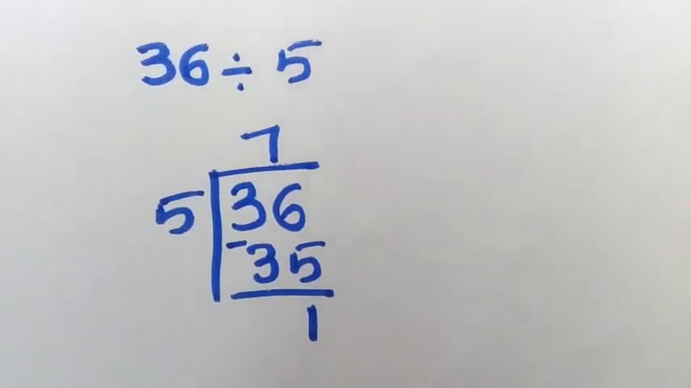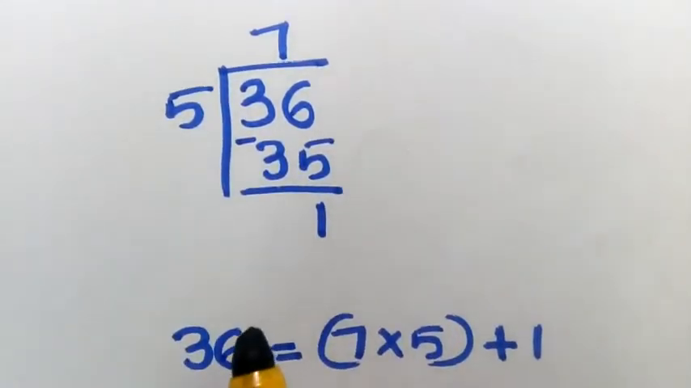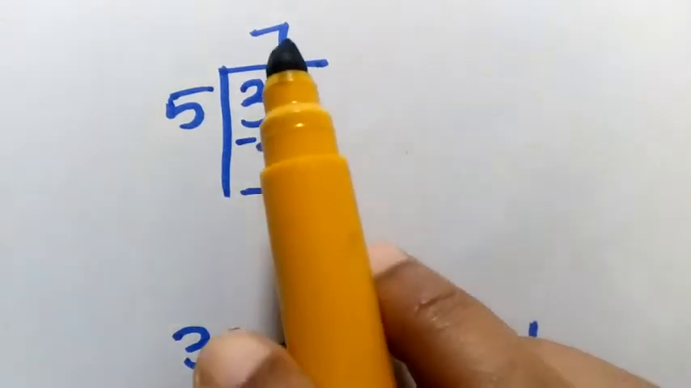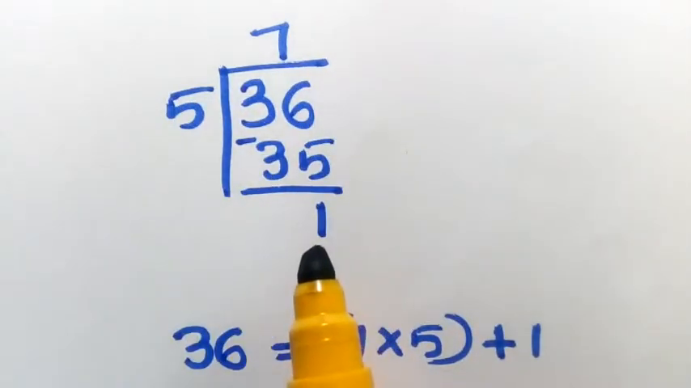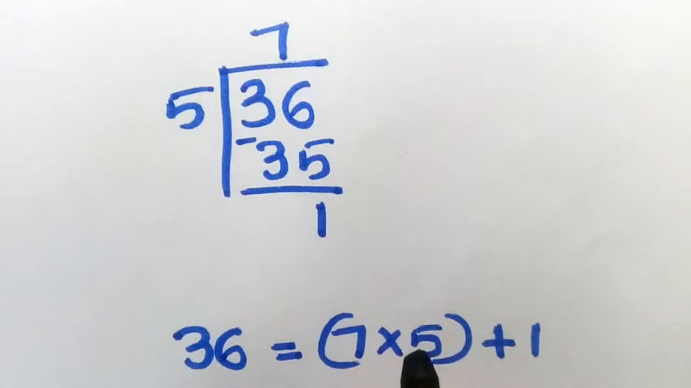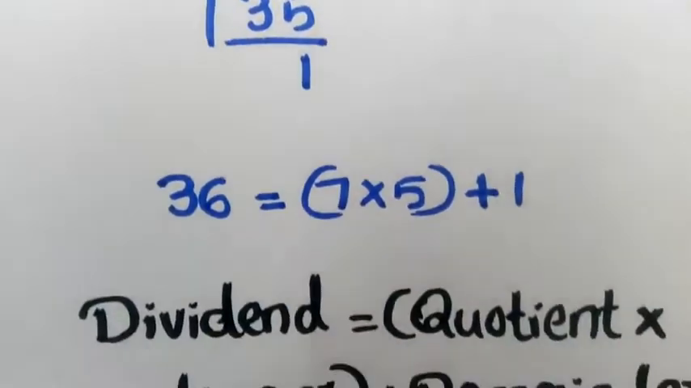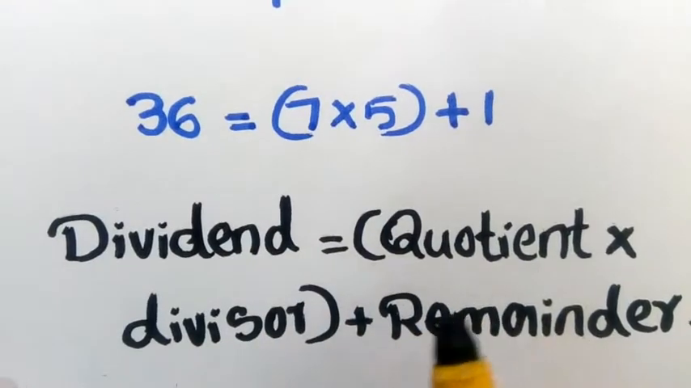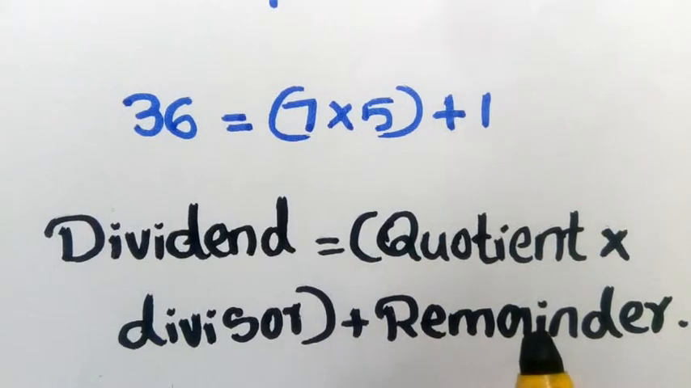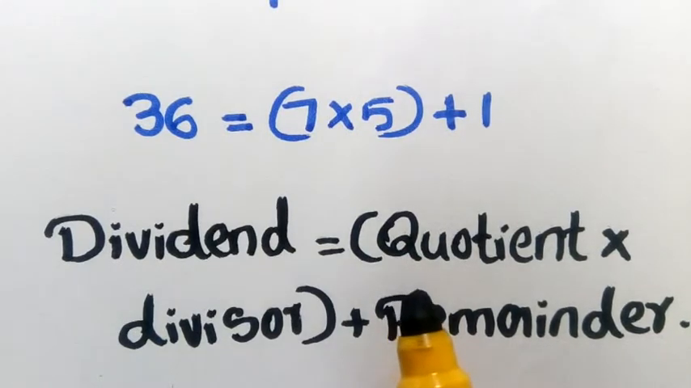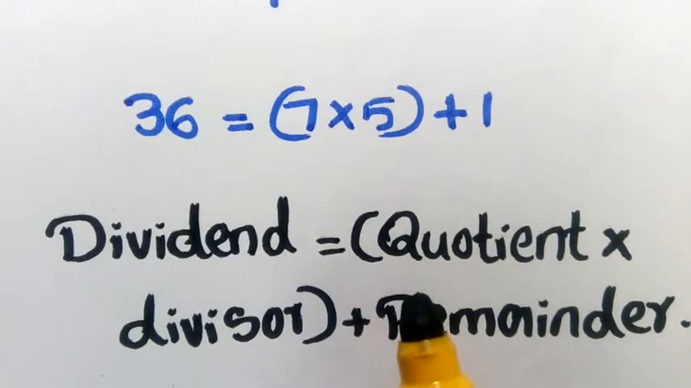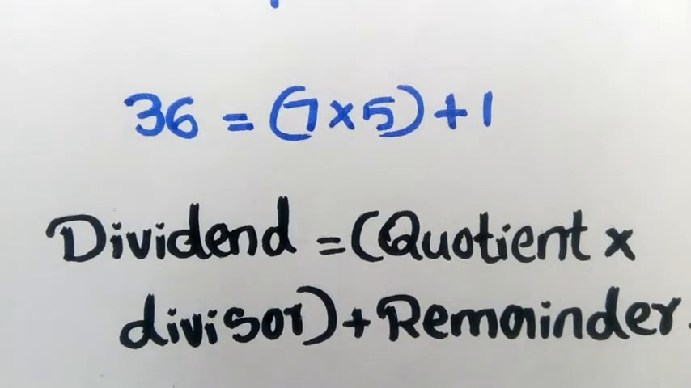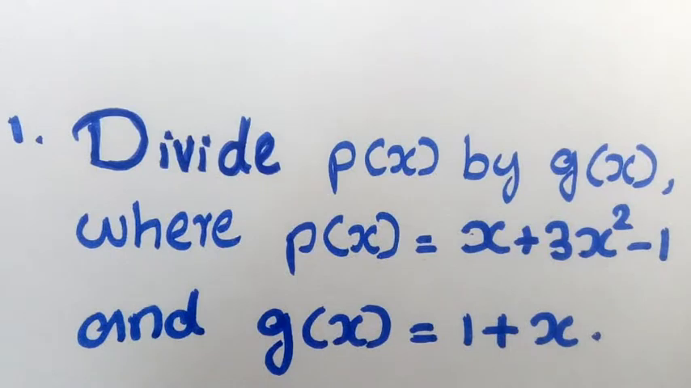You can check your answer using the following. 36 is equal to 7 into 5 plus 1. 7 into 5, 35. 35 plus 1, 36. In other words, dividend is equal to quotient into divisor plus remainder. This is the rule we are using to check our answer for division. This rule is used for polynomials also. Let us discuss the division of polynomials.